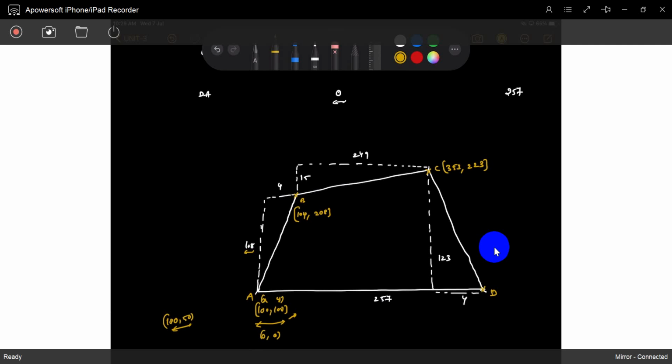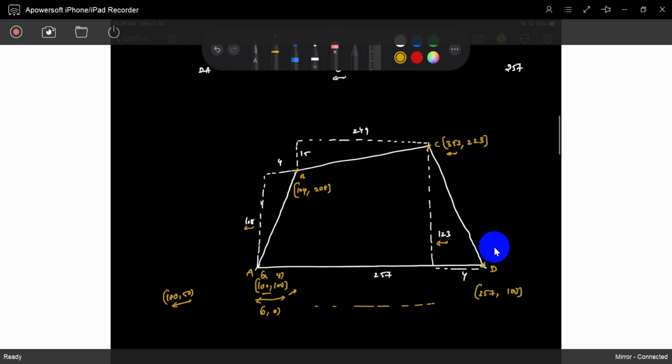What is the D point here? The X point is 353. Once again it's an increase of 4, so 357. For Y, it's a decrease. Decreasing how much? 123. 223 minus 123, it's I think 100. Because this is the X line, same line. That's it now. A, B, C, D coordinates are there.